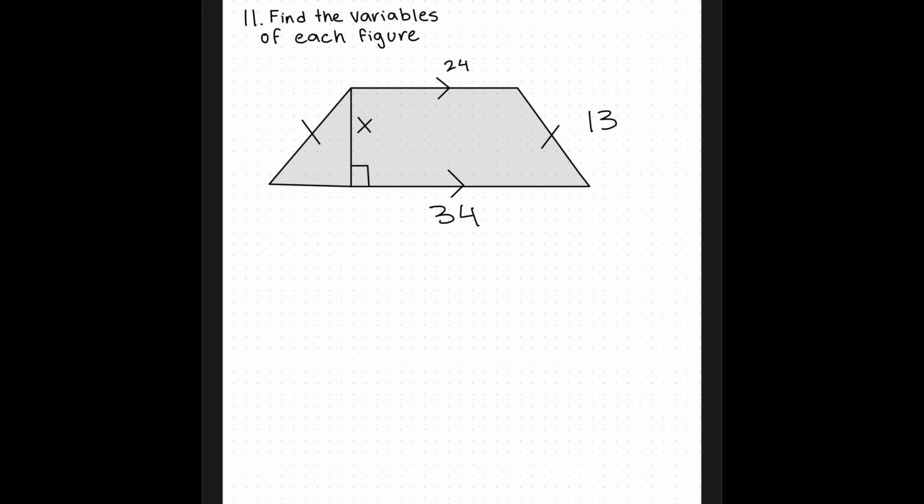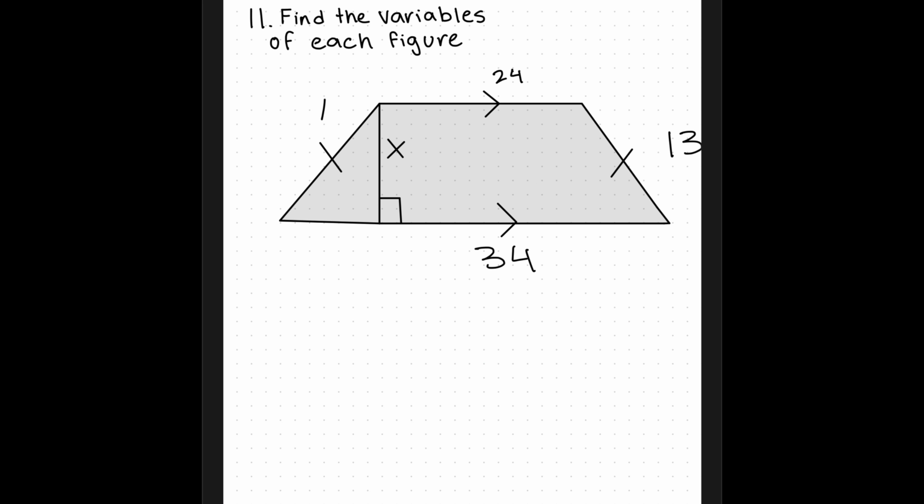Solving question 11, which says to find the variables of each figure. In this case, we are solving for x. This trapezoid we can tell is an isosceles trapezoid because of the two tick marks on the slanted sides. So meaning that this side to the right equals 13 equals this side to the left. So we can just write to fill in that this equals 13.